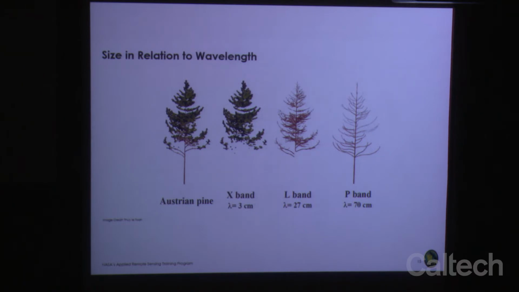In terms of structural components, you might consider what we see with a given kind of vegetation canopy at different wavelengths. So X-band, you're looking at a wavelength of about 3 centimeters, L-band 23, P-band 70. For a given tree, as you go to longer and longer wavelengths, the tree becomes a little bit more transparent. You're seeing different aspects of structure. And this is just showing that graphically.